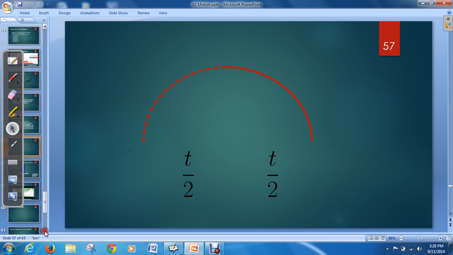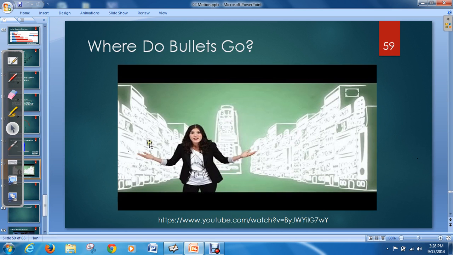Then lastly, we watched this cool video about where bullets go if you shoot them up in the sky. It talks about the same thing, how they'll come back down with the free fall equation, and they'll come back down with the same speed that they were shot up. So if you want to watch that, go to this web address.